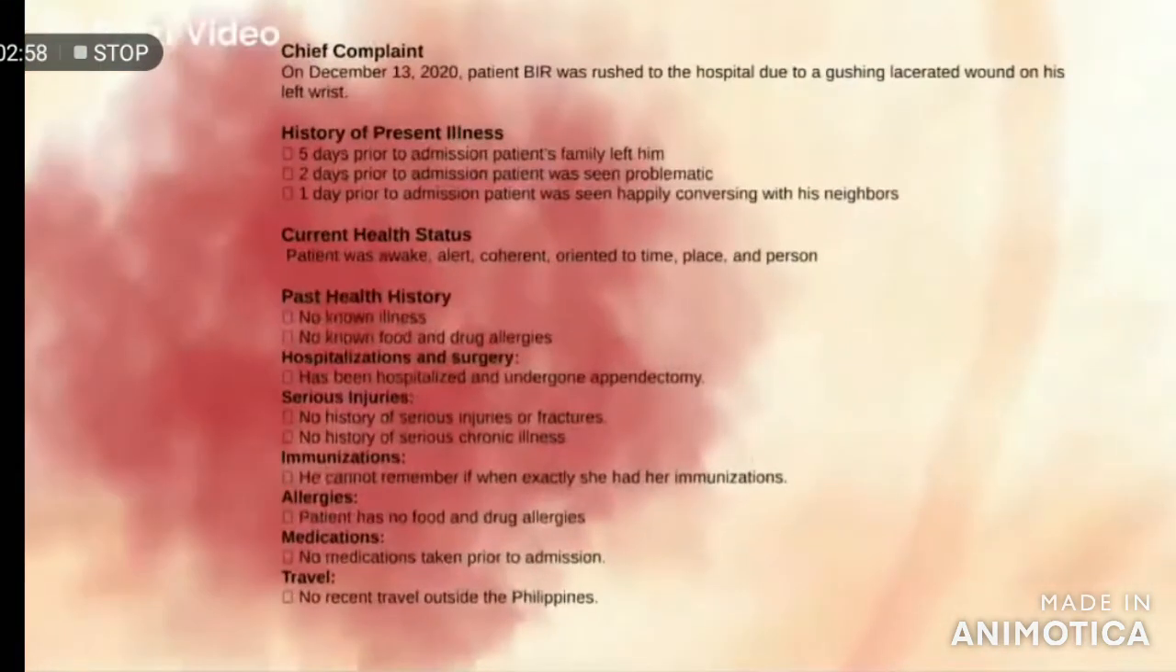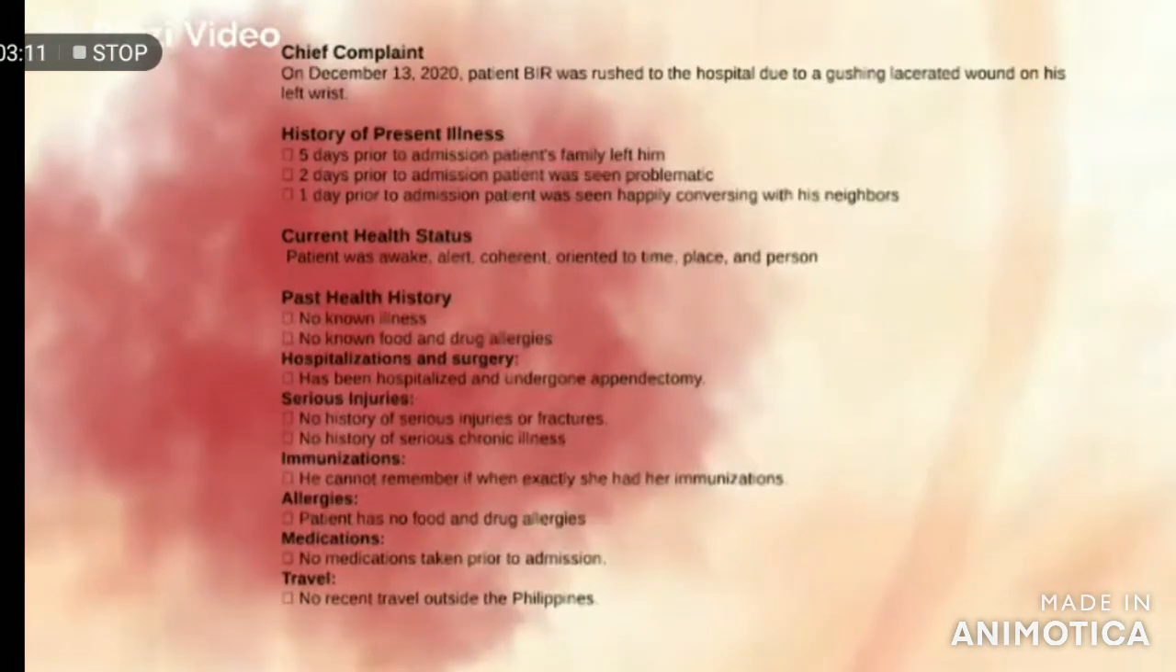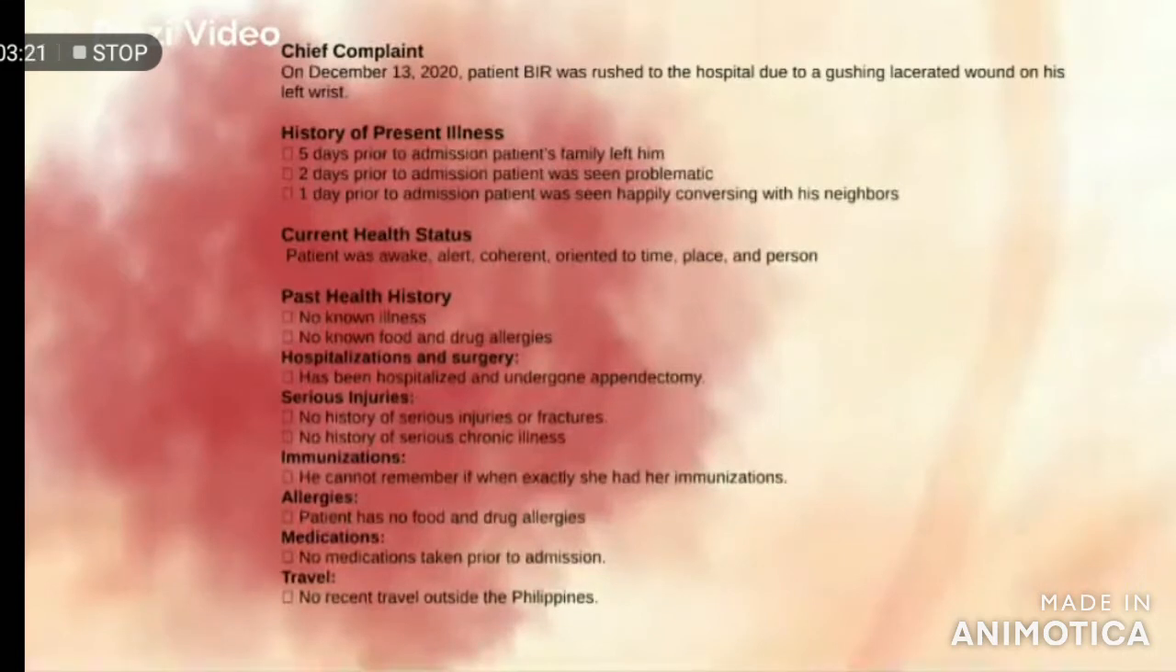Health history. Chief complaint: on December 13, 2020, patient BIR was rushed to the hospital due to a gushing lacerated wound on his left wrist. History of present illness: 5 days prior to admission, patient's family left him. 2 days prior to admission, patient was seen problematic. 1 day prior to admission, patient was seen happily conversing with his neighbors.